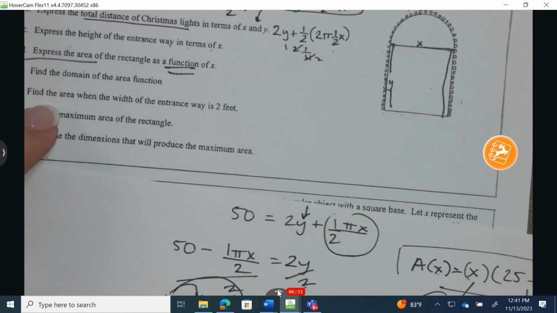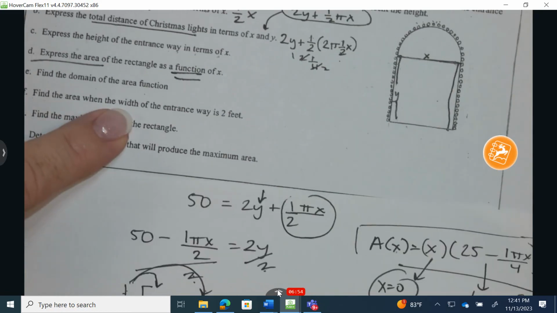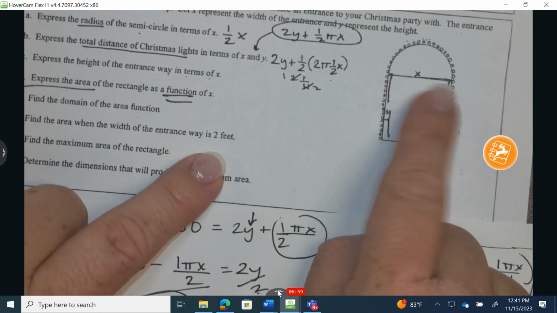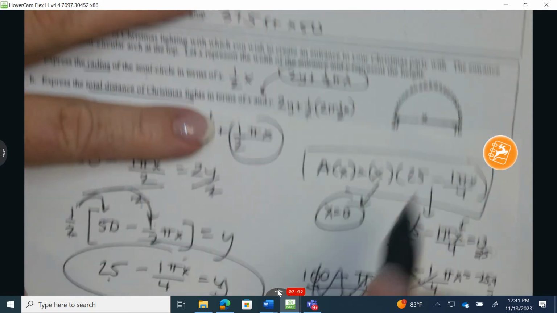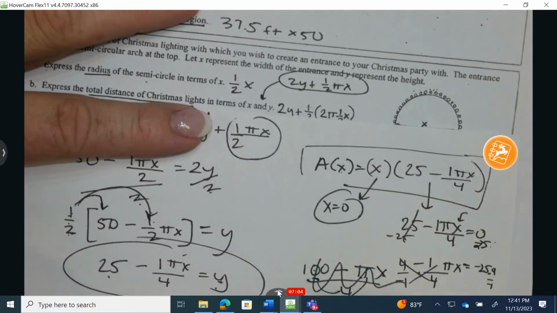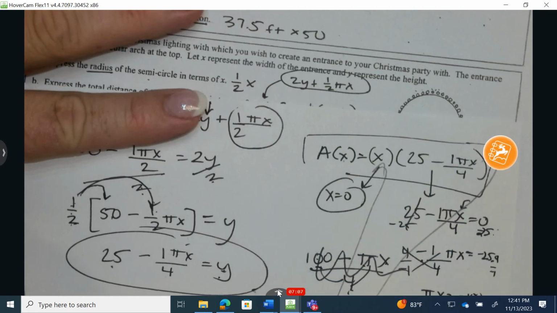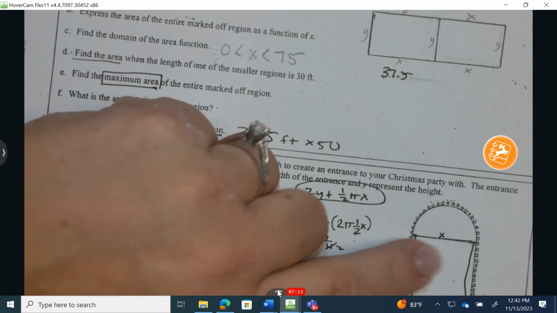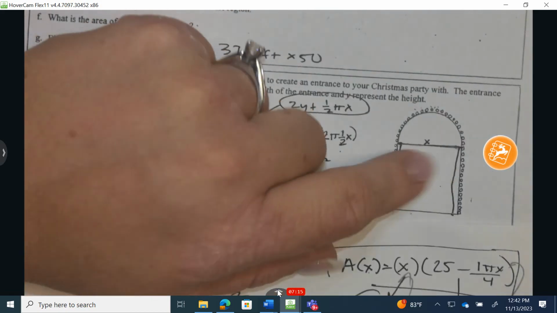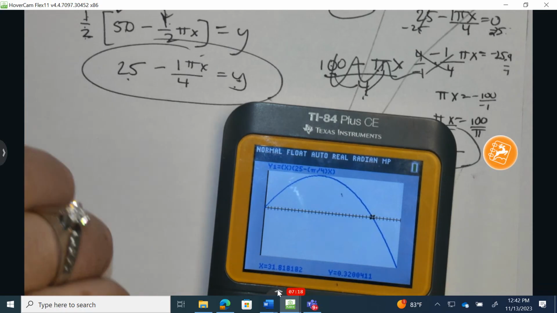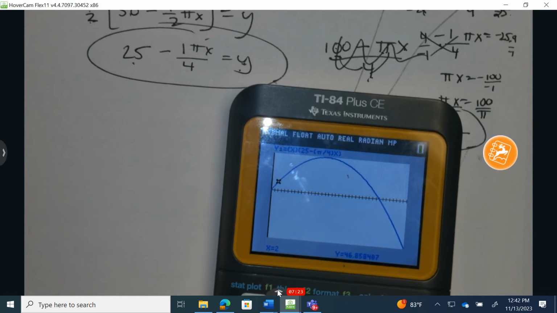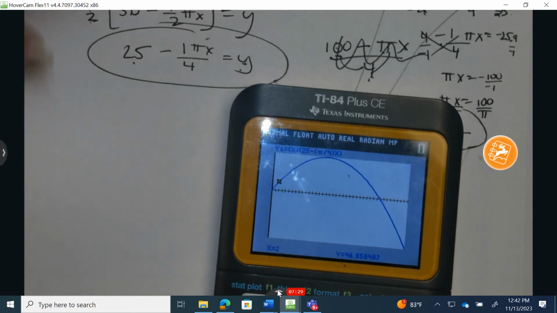Let's go on to the next question. The next question is, find the area of this when the width of the entrance is going to be 2. I'm going to go back to what we have here, and I'm going to plug in a 2. So I substitute 2 in here, I substitute 2 in here, I do the math, and I figure it out, or we can use a graphing calculator. And remember, x here represents 2. So second trace value, substitute in 2, and we can see our area is 46. Let's round to the nearest hundredth, 46.86.